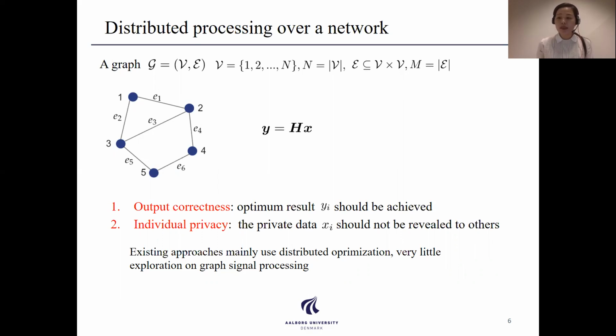There are many ways to solve these problems, and existing approaches mainly use distributed signal processing tools, for example, distributed optimization. There's very, very little exploration of graph signal processing tools. So in this paper, we would like to explore graph signal processing for privacy preservation.